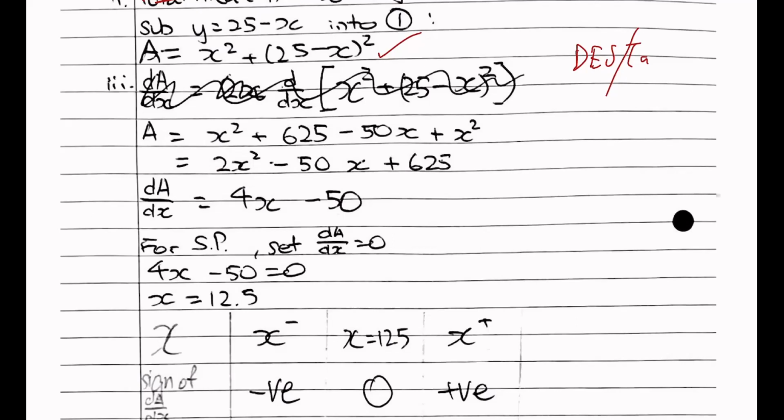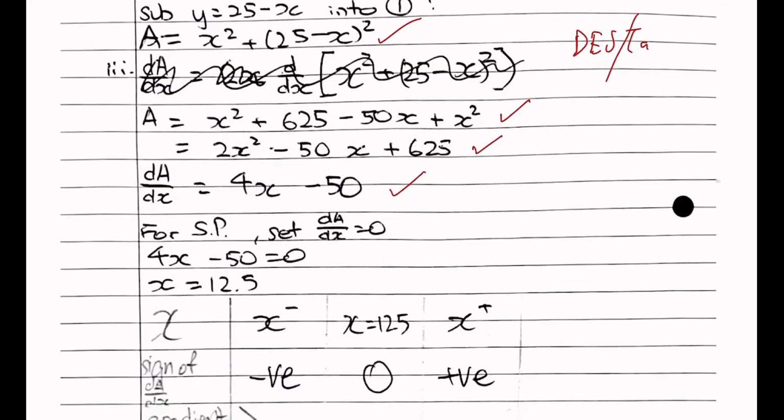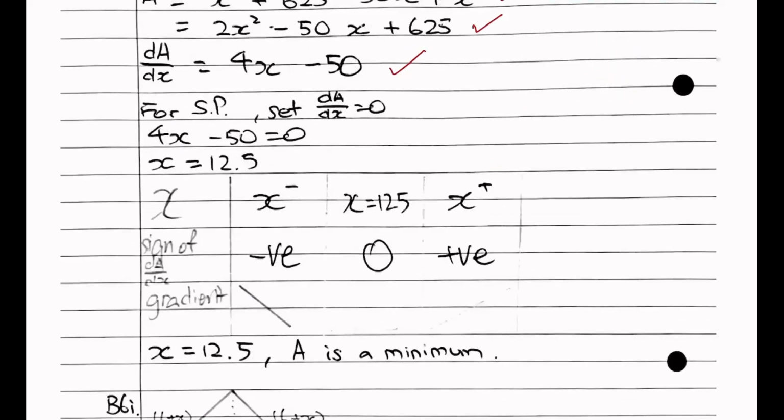Let me double check with the calculator. Okay, where is my calculator? Right, okay, 625, yes. 625 minus 2 times 25 times x, 50x, plus x squared. Okay, good. Then in this case, you get 2x squared minus 50x plus 625. Good. Differentiate, you get 4x minus 50. Good. 2 times 2 is 4. Okay, differentiate, equate to 0 for stationary point.